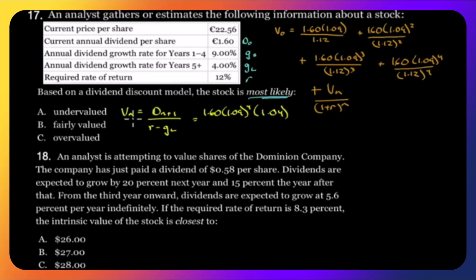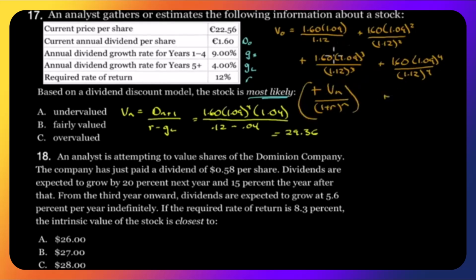We need the valuation of the stock as of V4. So you need D5. If you need Vn, you need Dn plus 1, right? So there's our numerator. Our denominator here is 0.12 minus our slow growth rate of 0.04, or our long-term growth rate. This will calculate out to 2936 for Vn. That's 2936.